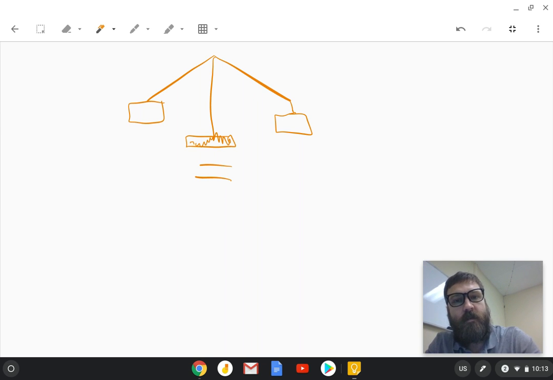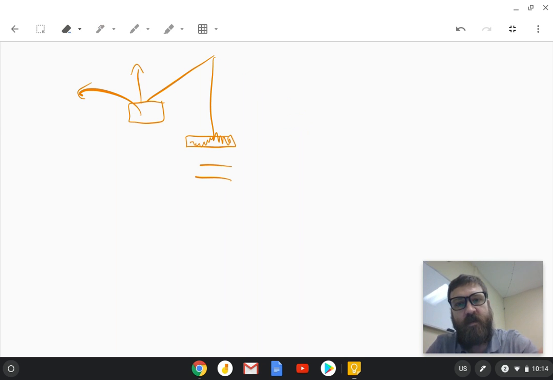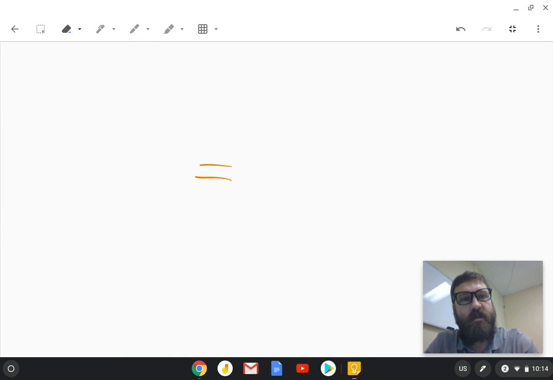And so these two things are equal. If I remove something from this, it's going to suddenly go up because it's unbalanced. And so we want to keep things the same. So if I take away something from one side, I need to take away something from the other side in order to keep things balanced. So this idea of balance is the most important thing that we do in algebra.